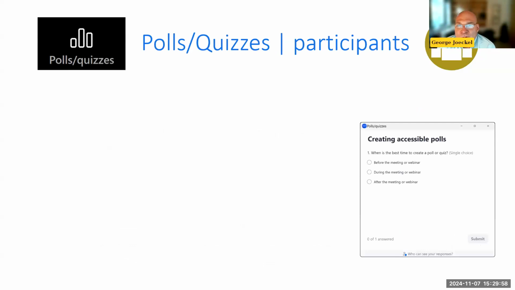All right. So the polls and quizzes tool, I've got a screenshot here of what it looks like. The title of this poll is Creating Accessible Polls. And the question is multiple choice, and it says in parentheses, single choice. When is the best time to create a poll or quiz? The first choice is before the meeting or webinar. Second choice is during the meeting or webinar. And the third choice is after the meeting or webinar. So a little joke there, a little humor.